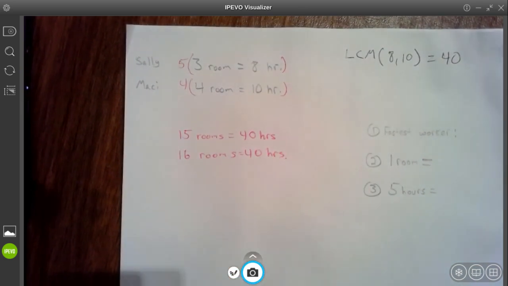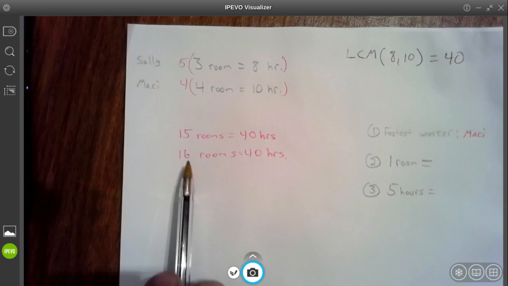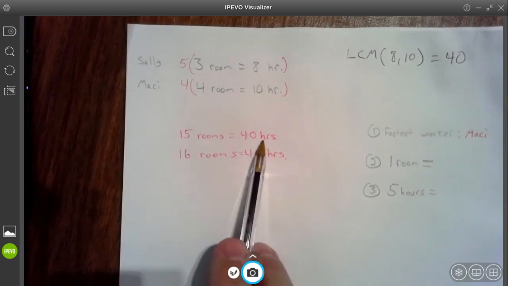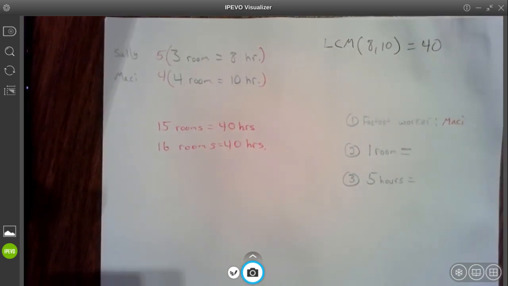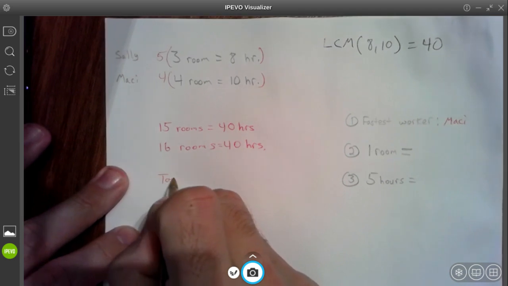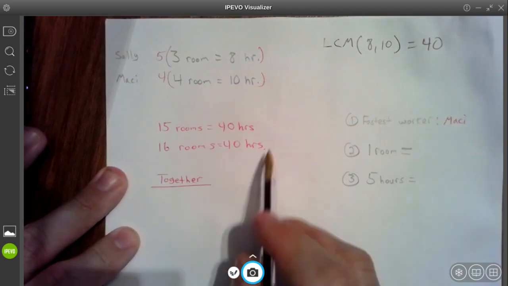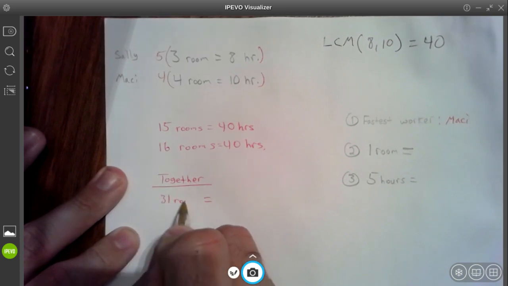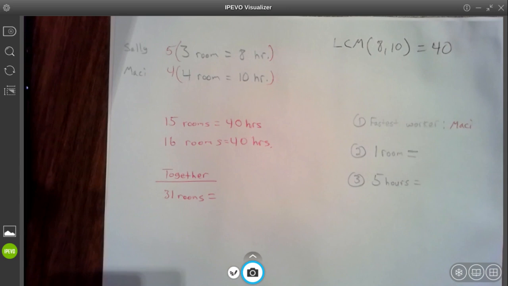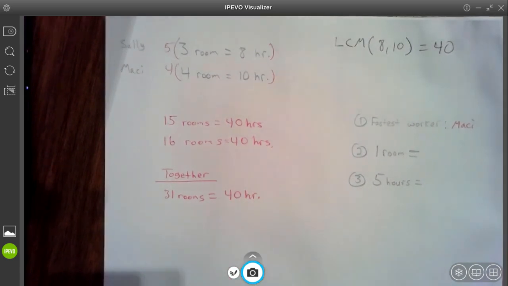Okay, and I can go ahead and answer number 1. Macy's the faster worker. She's doing 16 rooms in 40 hours, and Sally's only doing 15. Slowpoke. All right, now let's find out what their together rate is, so we can get our other questions solved. Together, since they're both 40 hours now, they can do 31 rooms combined. If she's doing 15 and she's doing 16, that's 31 altogether in a 40-hour period.